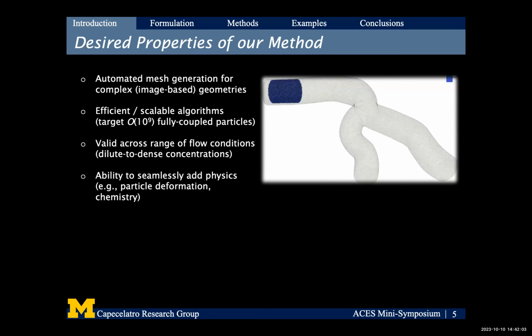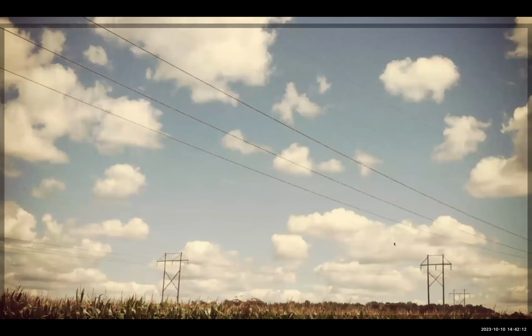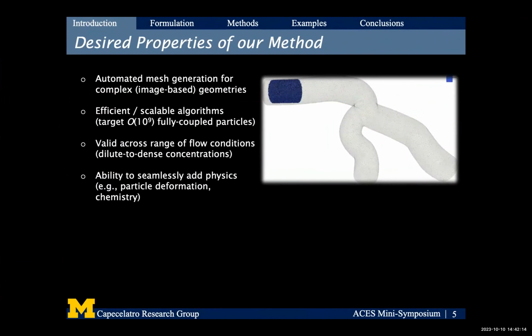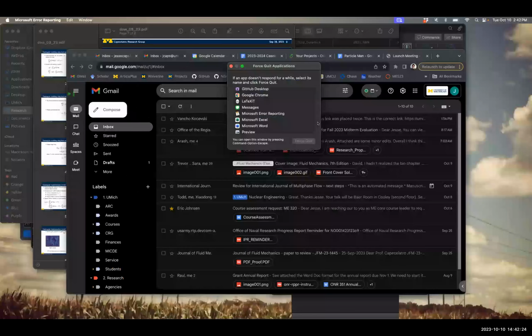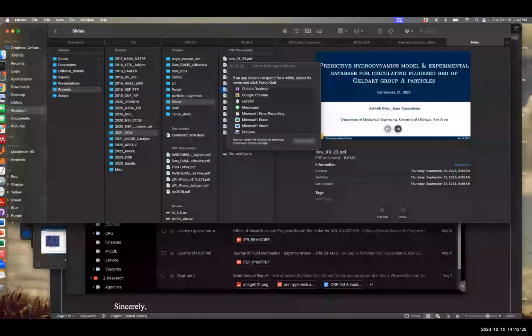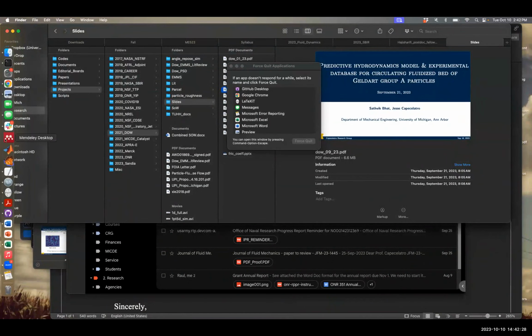It does look like this froze. All right. I'm out of full screen here. It worked fine before.